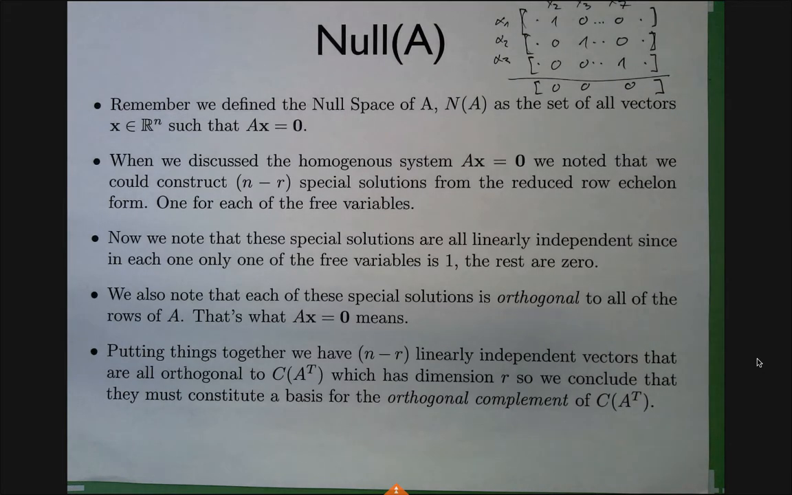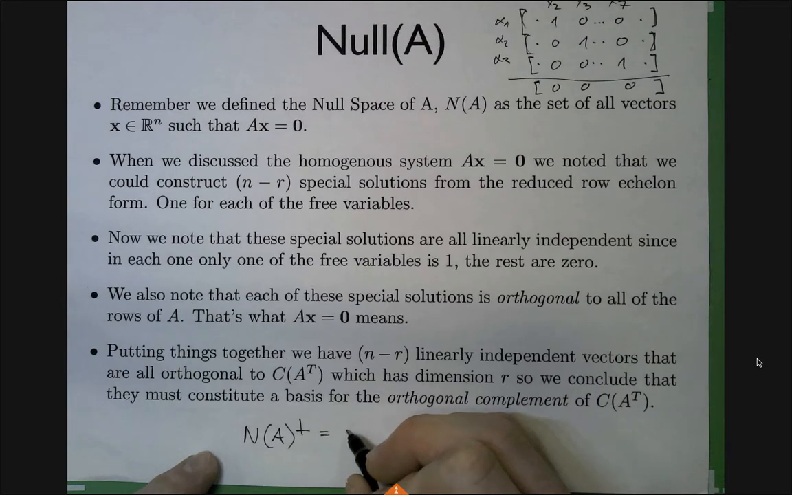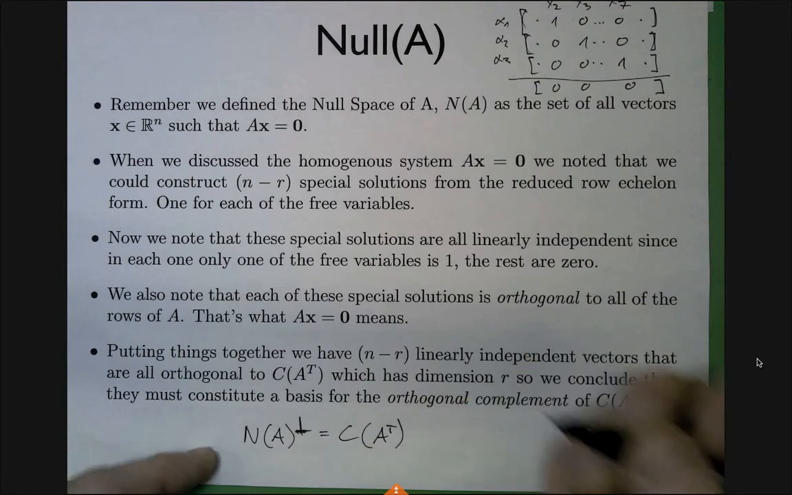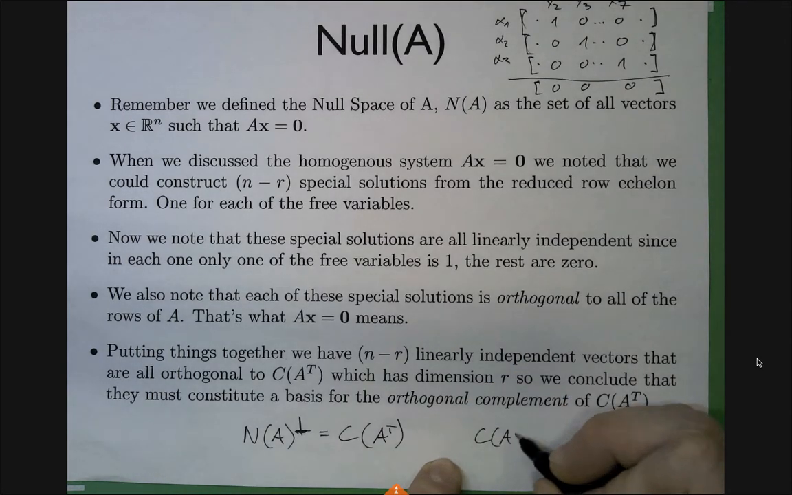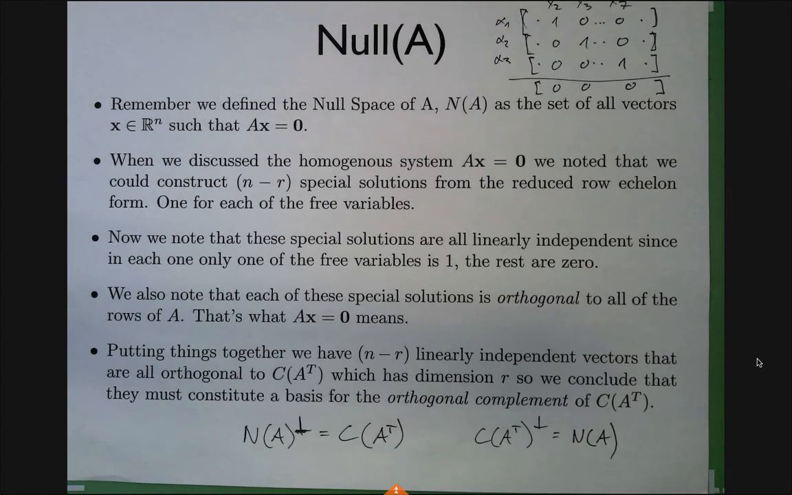So I can write it like this: the orthogonal complement of the null space is exactly the row space. Or I could write it the other way, it will be equivalent, right? The orthogonal complement of the row space is the null space. Okay.